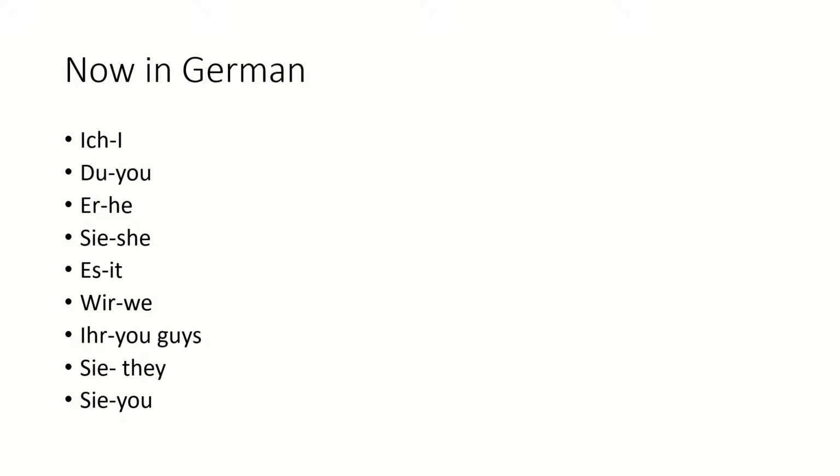So now I'm just going to say the German version, and I want you to repeat them out loud just to get the pronunciation down. So ich, du, er, sie, es, wir, ihr, sie, and sie.